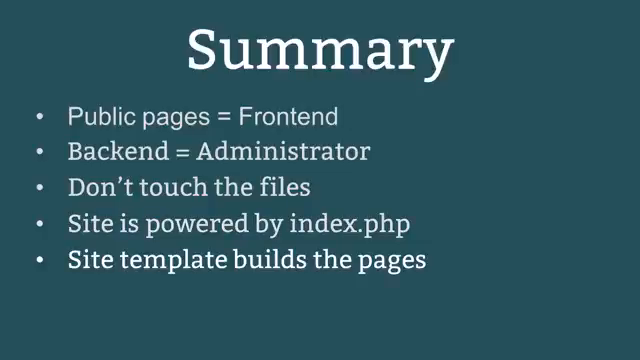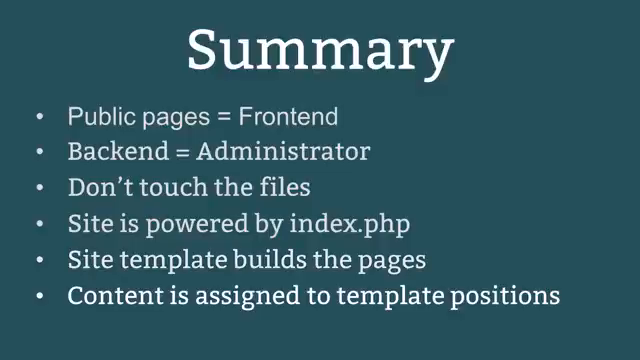Joomla pages are powered by a series of files that are collectively called a template. Templates consist of design elements and positions. Content is assigned to template positions. Primary content is automatically assigned to the main body position. Secondary content items are called modules, and they are allocated to a template position. There can be more than one module in each position. And modules can appear on all pages or only certain pages. In the next lesson, I'll give you an overview of where you control your site and its contents, the Joomla administrator.